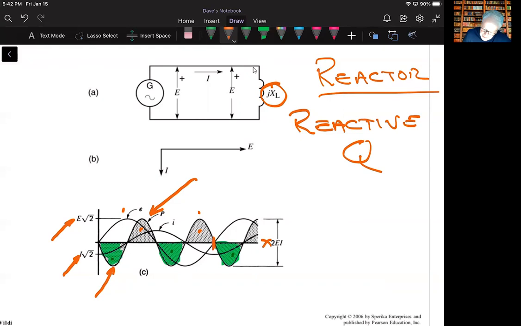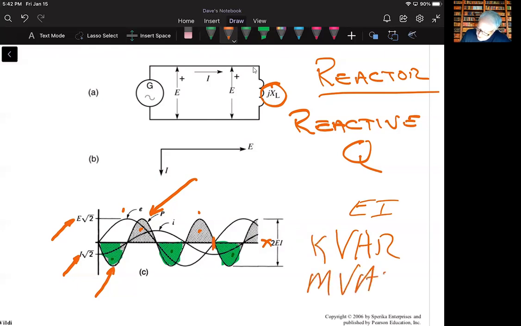The reactive power in this figure 7.4 is given by the product of E times I. However, to distinguish this power from active power, we're not going to call it watts, but we're going to call it something called VAR, or volt amps reactive. We'll see kVAR, we'll also see megaVAR, but these are all ideas in terms of this reactive power.